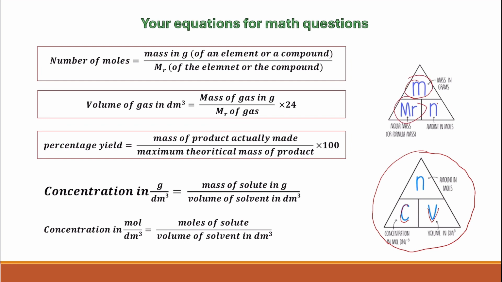The volume of the gas will equal the number of moles of the gas times the volume of 1 mole of the gas, which is usually provided to you in the exam, which is 24,000 centimeter cubed. So this is the volume in centimeter cubed. Sometimes they give you the volume of the gas and the volume of 1 mole of the gas and ask you to calculate the number of moles. So the number of moles will equal V over 24,000 centimeter cubed.